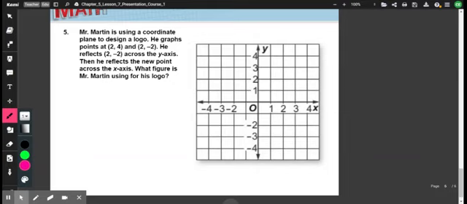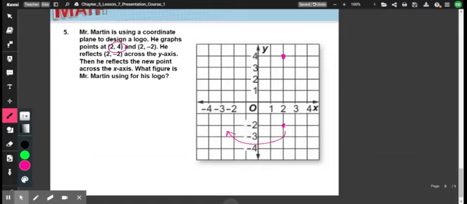All right, so we are going to let's first get this all graphed out. So our points, we have (2, 4). So I have 2 and then 4. All right. And then 2 and then -2. All right. And then he reflects (2, -2) across the y-axis. So that means that I'm going this way.